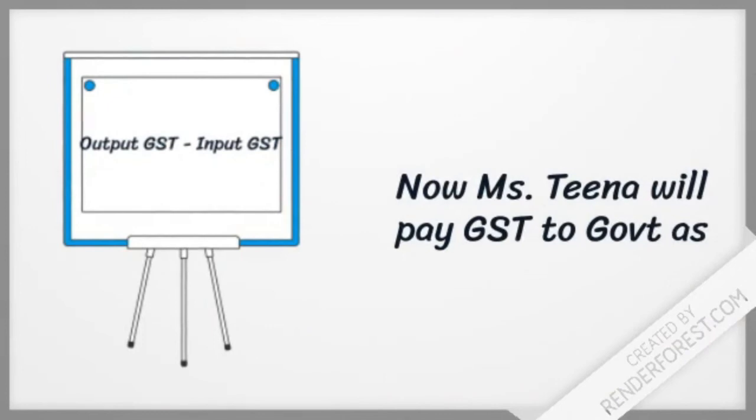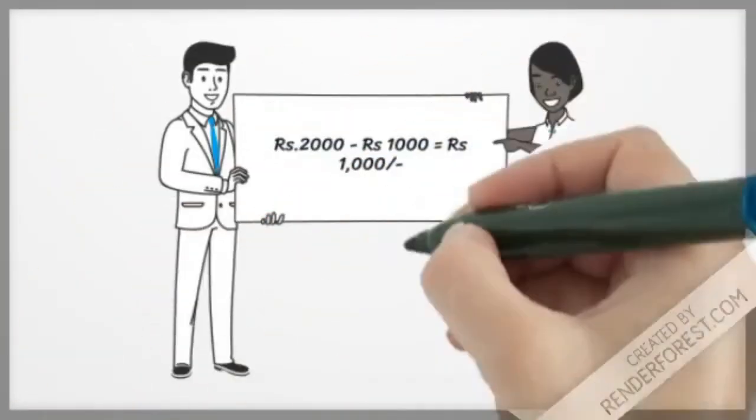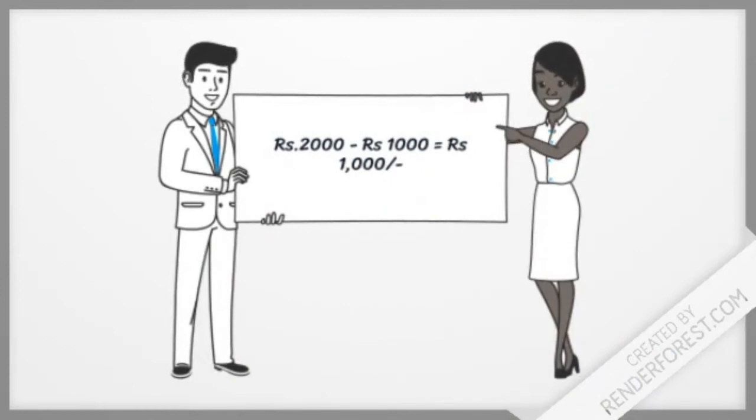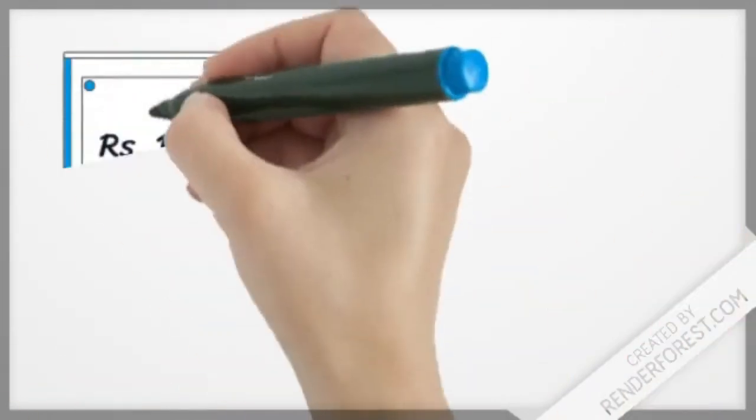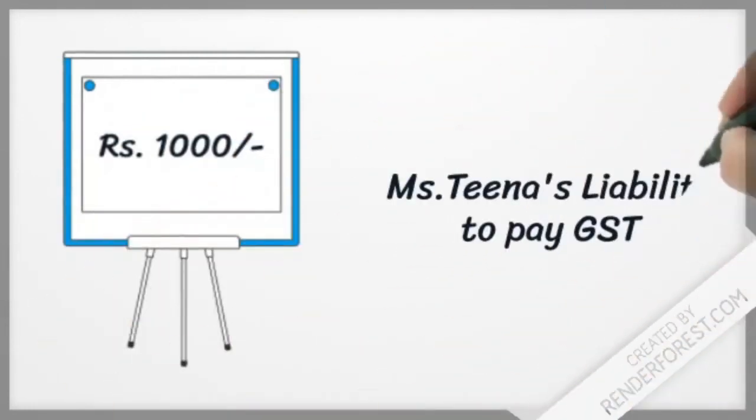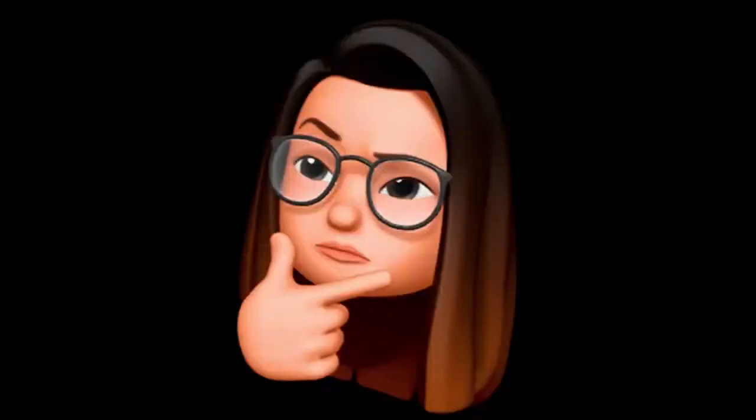Here you can see the formula is output GST minus input GST, and the difference whatever will be there will be paid to the government by Miss Tina. We will put the figures here. From Miss Rita rupees 2,000 and Miss Tina has given rupees 1,000 as GST on purchase of laptop. So totally Miss Tina is going to pay the GST amount to government rupees 1,000. Miss Tina's liability to pay GST to government is rupees 1,000.